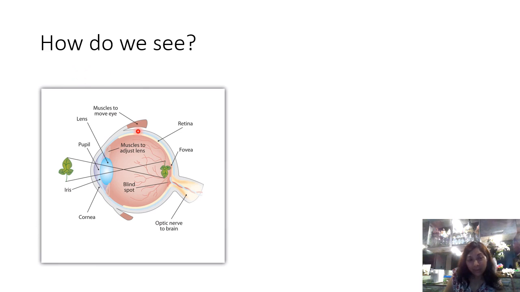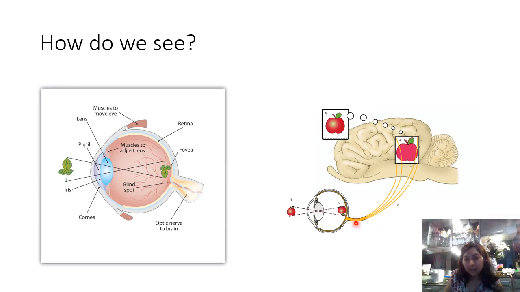And how do we actually see? We see when light enters the eye and gets focused by all the various structures of the eye, and then that focused image lands on your retina, and your retina converts that into a neural signal, and that travels to your brain via the optic nerve. Once that neural signal travels via your optic nerve, it will travel via a complex series of pathways to reach your brain.